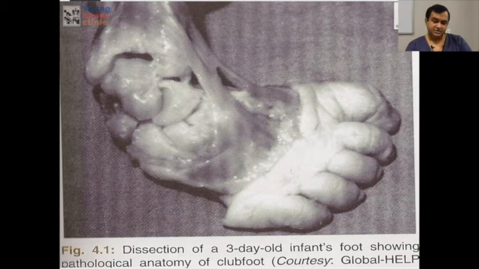And as you can see here, this is the talus bone, this is the navicular. The navicular is sitting almost abutting the medial malleolus. So this is the classic deformity of a clubfoot. It ultimately results in a wedge-shaped navicular, and of course the talar head also gets deformed over a period of time if untreated.